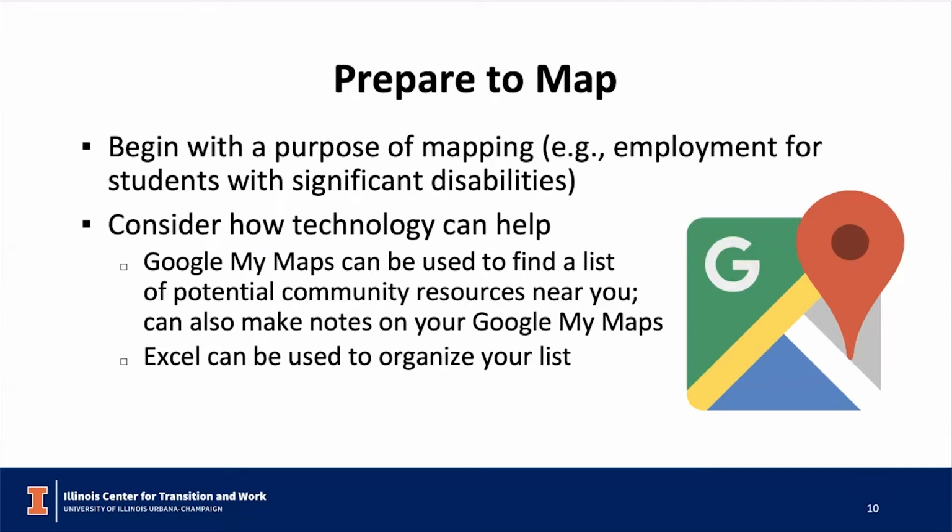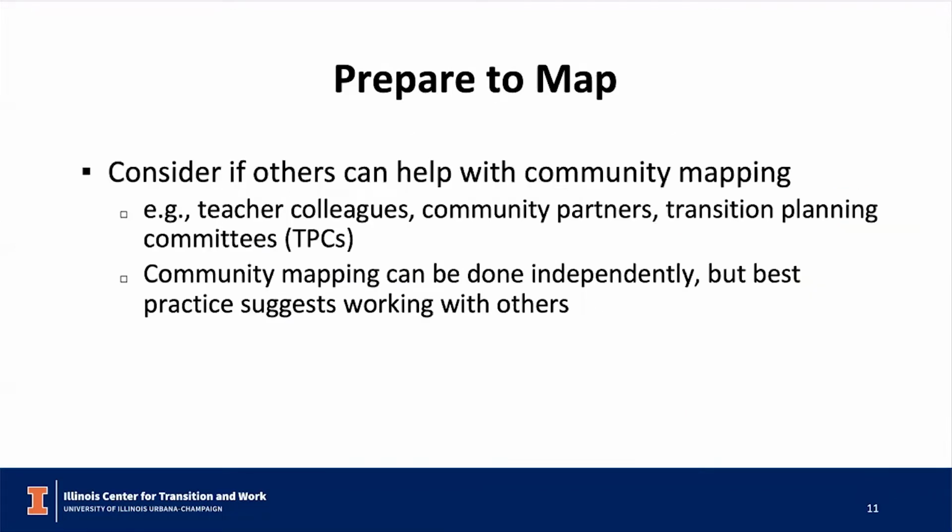While you're preparing, it's also important to consider, are there other people who can help you with community mapping? Community mapping takes time, and there's a lot to it. So thinking about others helping you will make the process a little bit simpler. So are there teacher colleagues? Do you have partners that you work with in the community? For example, transition planning committees. Those TPCs sometimes already have a start to a list of available resources within your community. And so that might be a way to partner with someone to have supports in place so you're not starting from scratch. Community mapping can be done independently, but best practice suggests working with others.